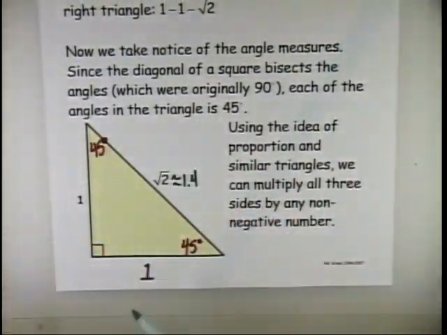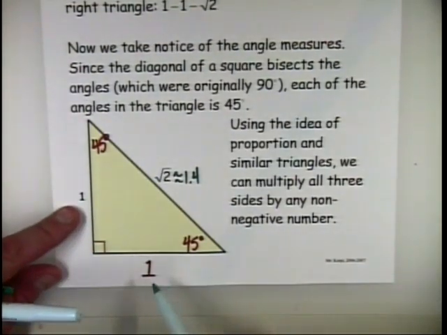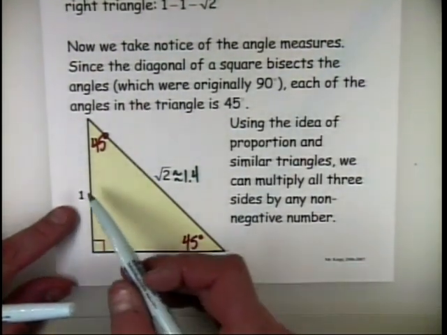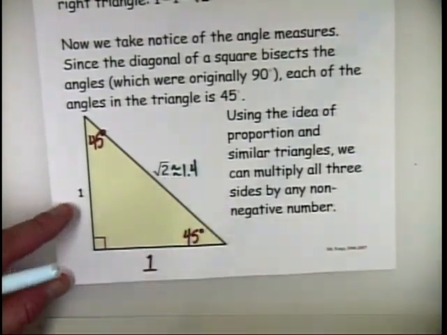So I have my two smaller legs assigned a unit value of 1. Again, it could be 1 foot, 1 inch, whatever. And the hypotenuse then is going to be the square root of 2.